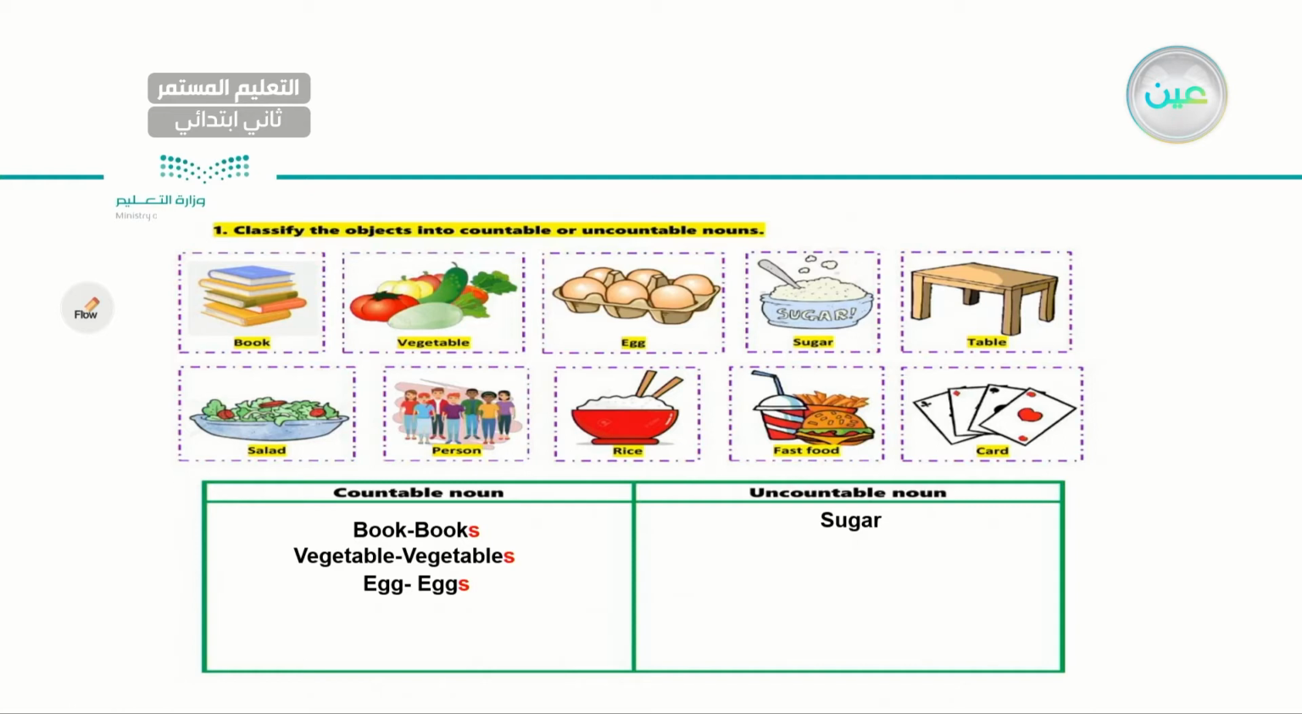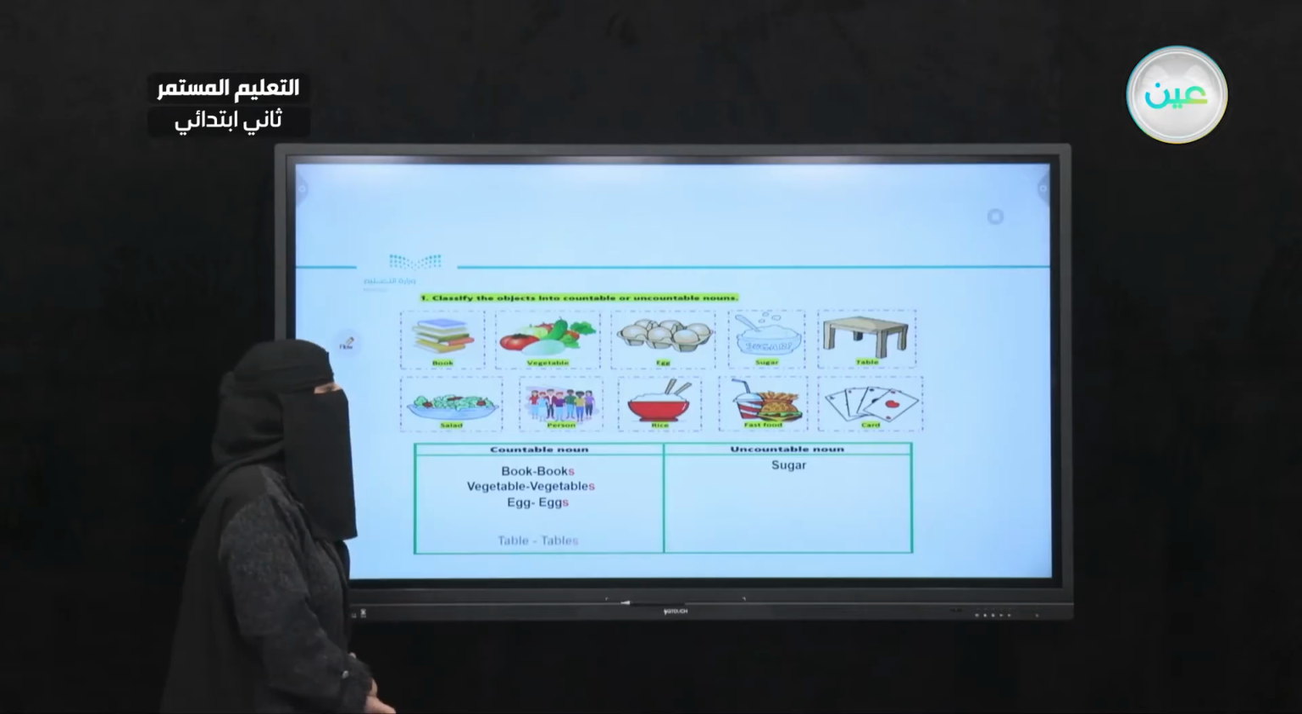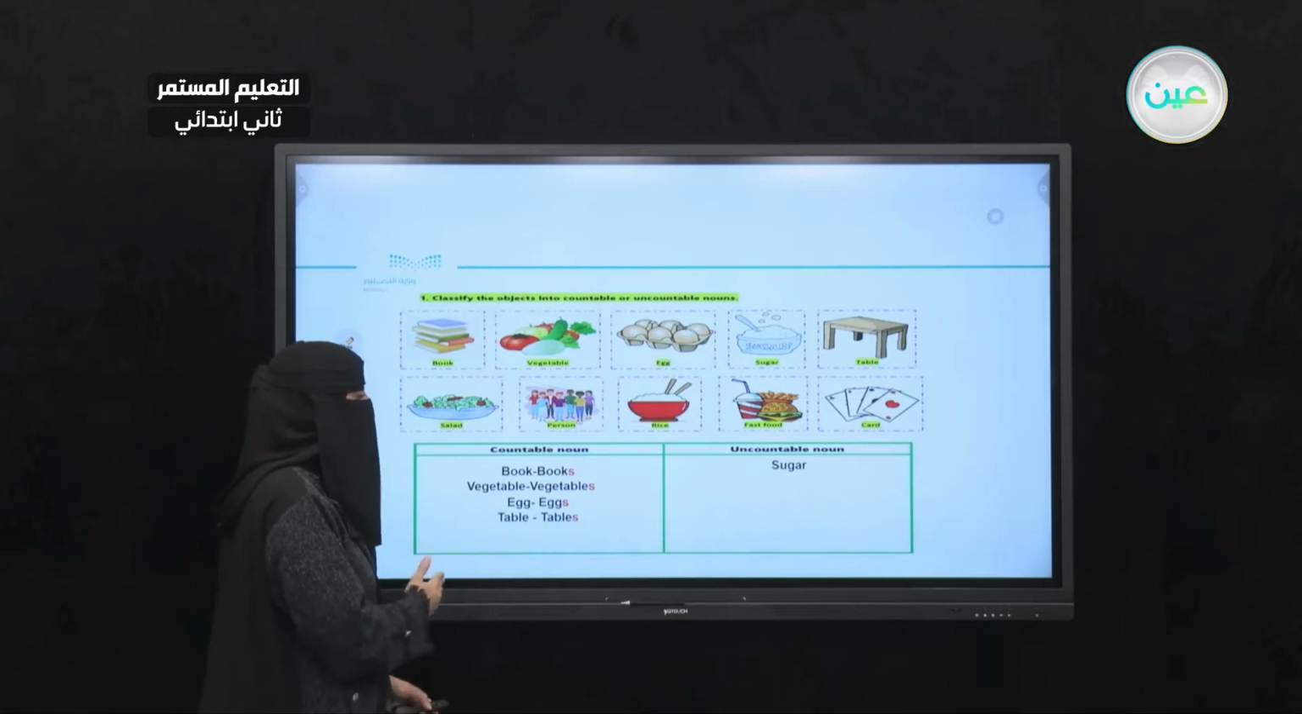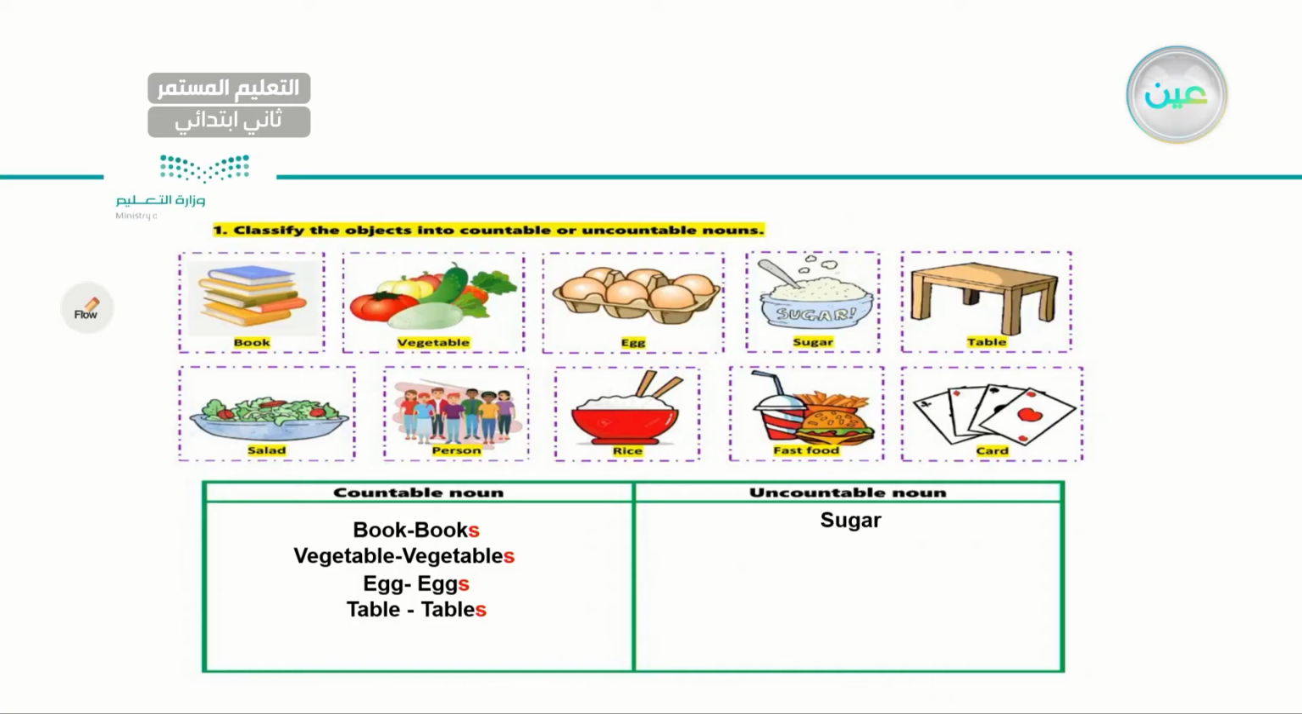How about table? I have 1 table in my house, 2, 3. I have tables. So tables is countable nouns. The next one I have is salad. Salad, we took this in the previous lesson. Salad is uncountable. We cannot add s. Next, I have person. Let's try to count. 1, 2, 3, 4, 5, 6, 7. I counted 7 persons. Persons, countable.